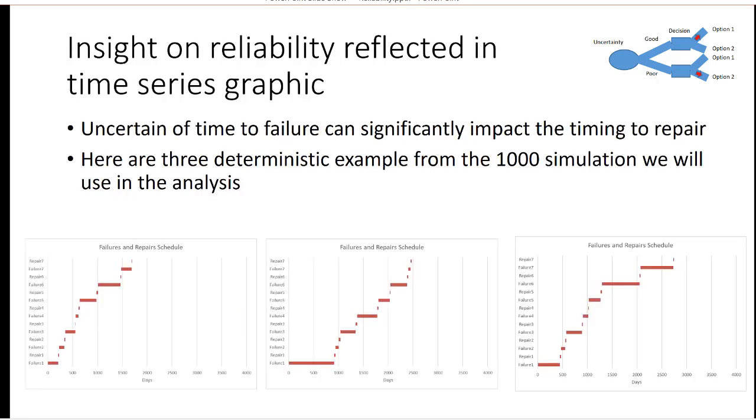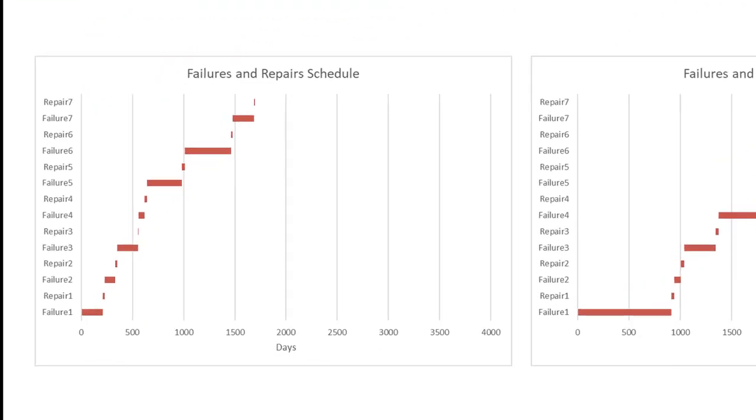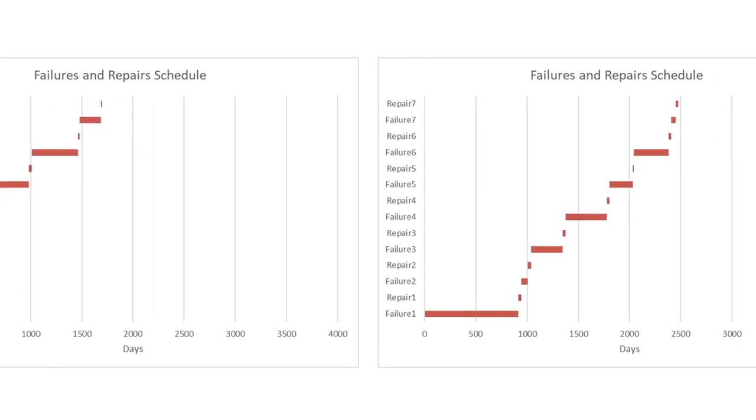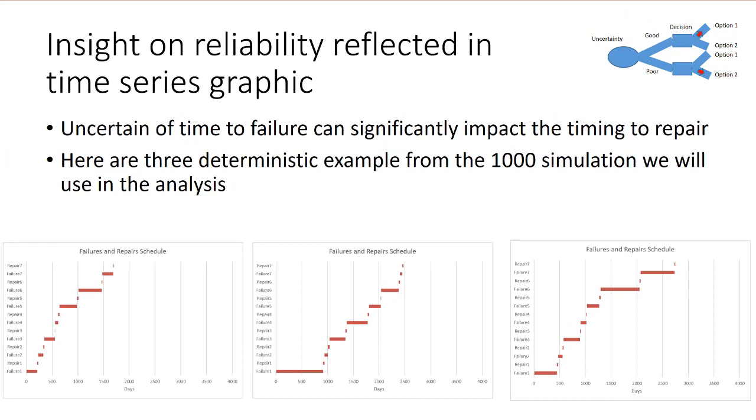So when I put these into a model, I get a number of different outcomes. Shown below are 3 different schedules. These are deterministic schedules. In the first one, we can see that it's a fairly short time to repair. We get through the 7 cycles fairly quickly. On the right, we have long times to repair, and it takes a long time to complete the 7 cycles, and in the middle is somewhere in between. But you can see there are many different outcomes. These are just 3 of 1,000 simulations we're going to use in the analysis.